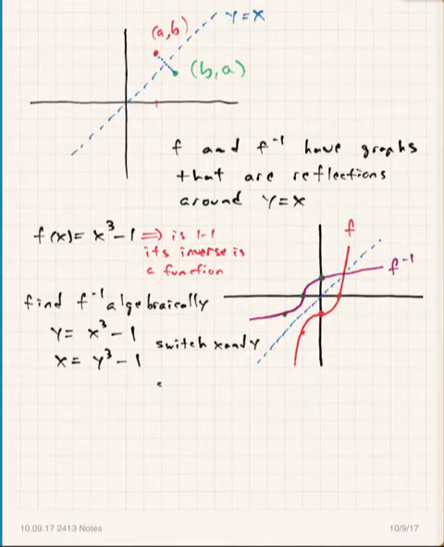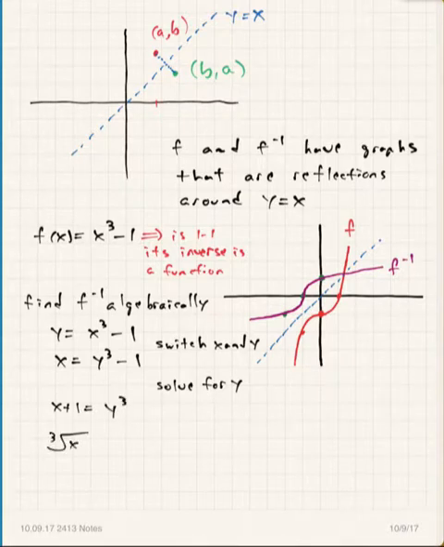And then we solve for y. So to solve this equation for y, we would add 1 to both sides, and then we take the cube root of both sides, and sure enough, we get the cube root function shifted to the left 1 unit, and there's our inverse right there.